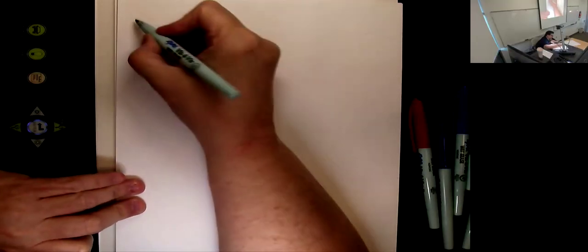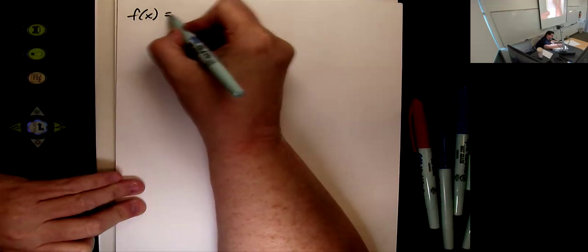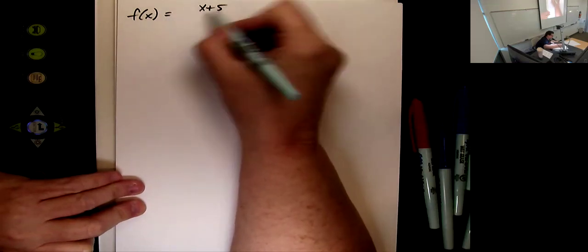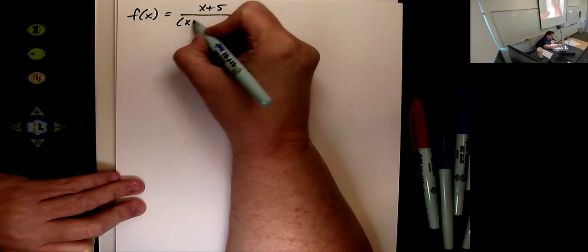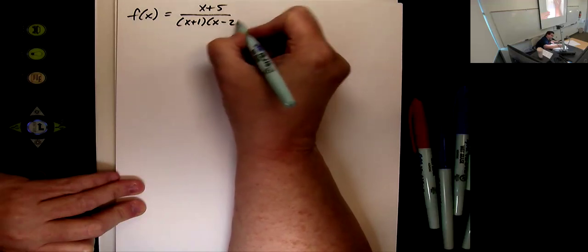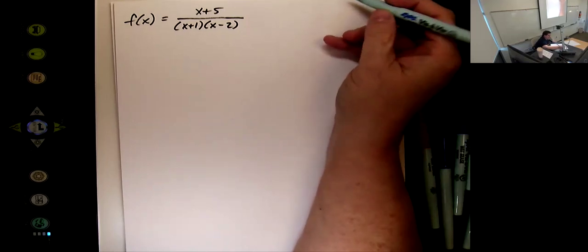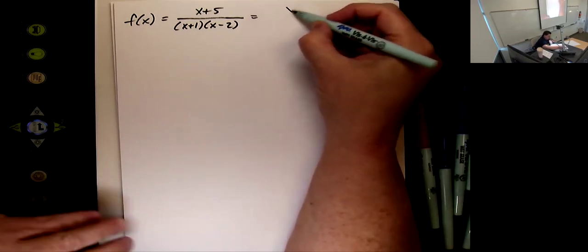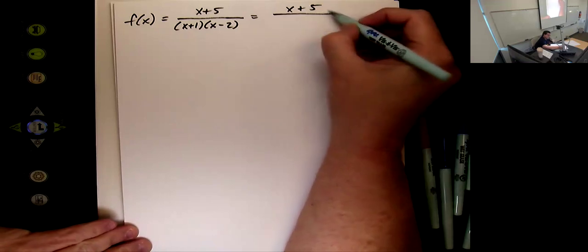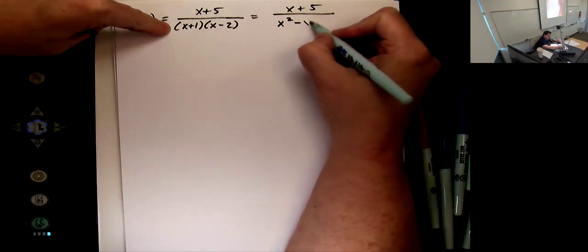Alright, so let's take a look at an example. We'll do one that's kind of simple at first: x plus 5, and I'll even give it to you in factored form, because that's how I roll. But I'll write what it looks like if it's not factored. We multiply this out, we have an x squared, a minus x, and a minus 2.